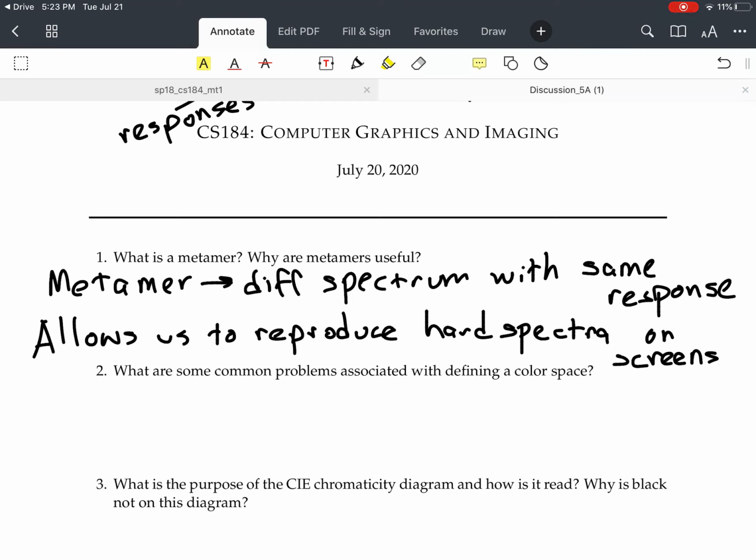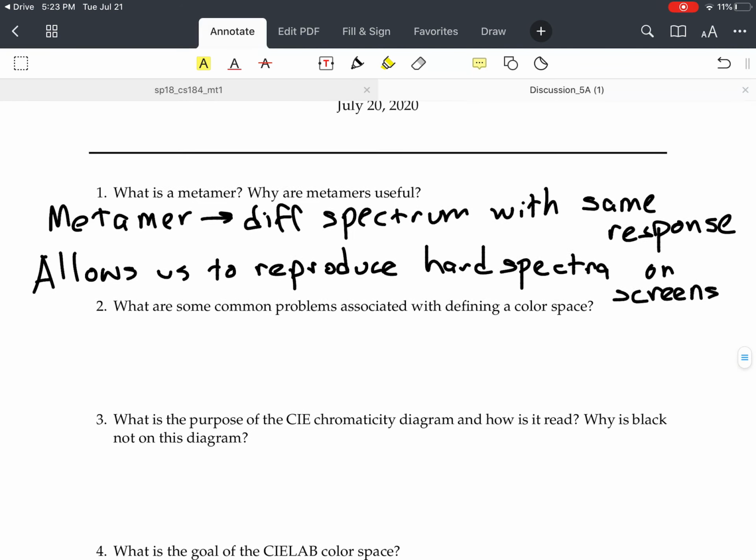Okay, so metamers are a useful tool. They basically allow our screens to display some colors that they normally couldn't otherwise, because it can double up. Okay, so let's keep going.